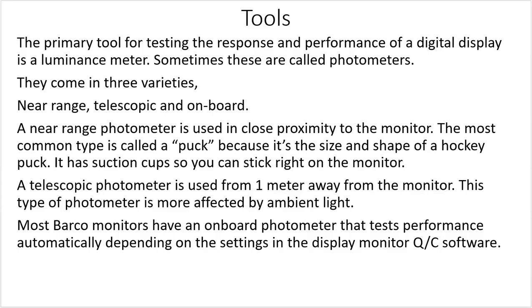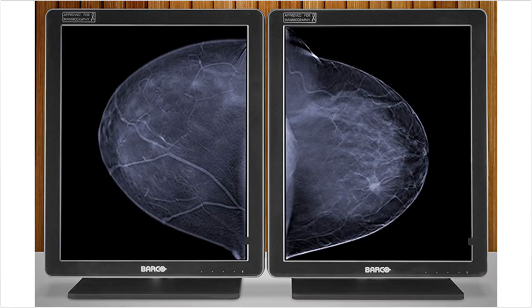As I said, most barcode monitors have an onboard photometer that tests the performance automatically. And this is what they look like. If you look at these barcode monitors, see this little piece of plastic right here? That is the onboard sensor.